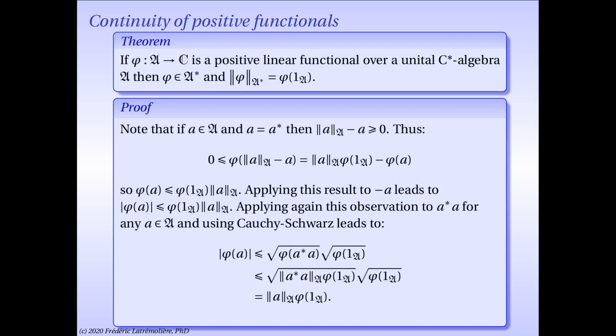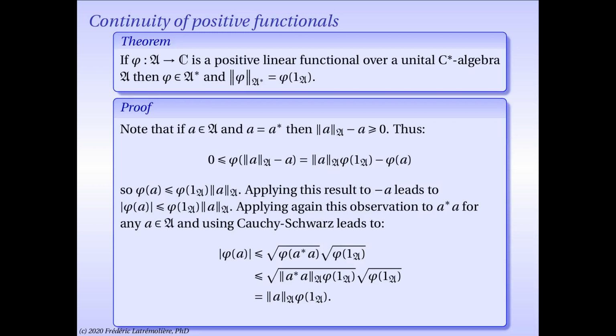But now, of course, we are in a C-star algebra, so the norm of A star A is exactly the square of the norm of A. So we can take that out of the square root. Norms are non-negative. And then you see we have the square root of phi of the unit multiplied by the square root of phi of the unit, which actually is phi of the unit because the unit is a positive element and phi is a positive linear functional. Therefore, we know that phi of the unit must be some sort of non-negative number. And there we have it. We have shown that for any element A in our C-star algebra, the modulus of phi of A is less or equal than the norm of A times phi of the unit.